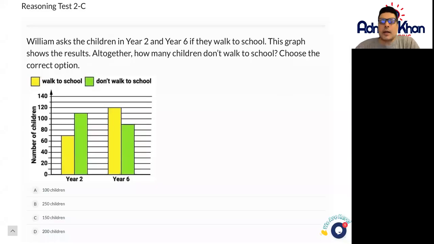Hello there, and welcome to this Year 6 maths test. So here we've got a mixture of various questions on reasoning maths. So let's have a look at this first question together.